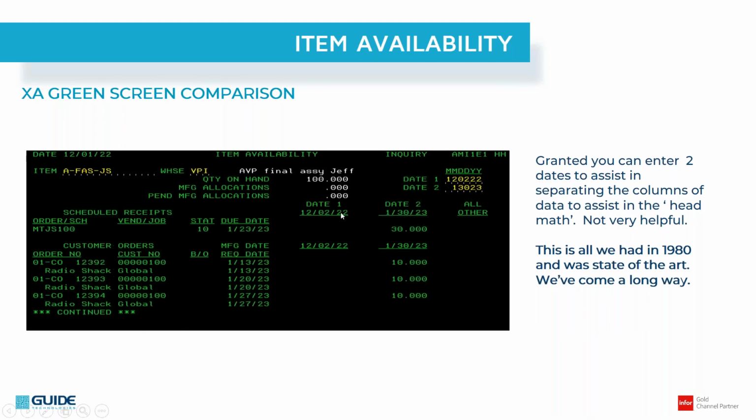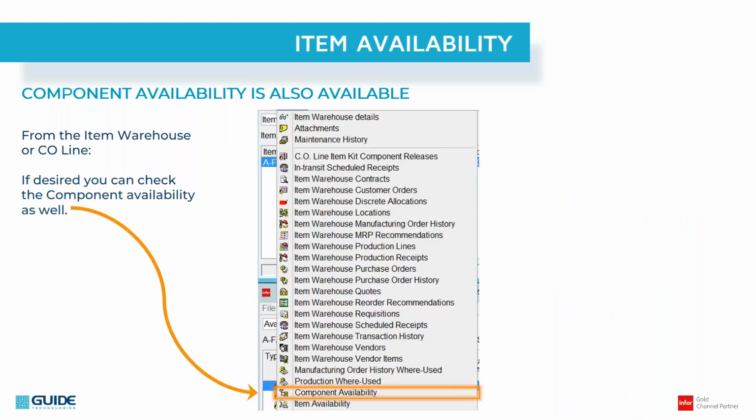They finally gave us a couple of dates that we could put in to kind of separate things. Made it a little bit easier, but it was still pretty clunky. Again, it was all we had in 1980, but it was state of the art back then. At least it was online, not a report, not a report that was dead on arrival.